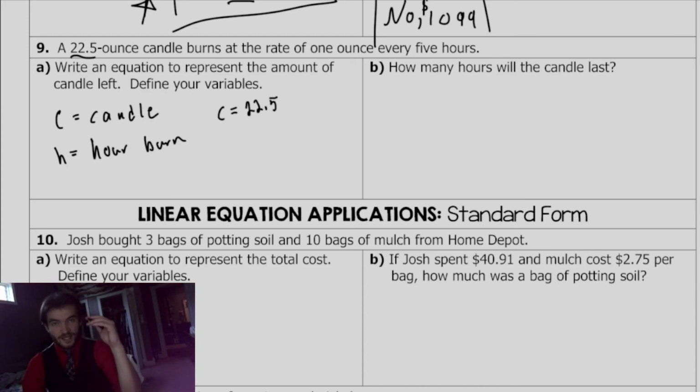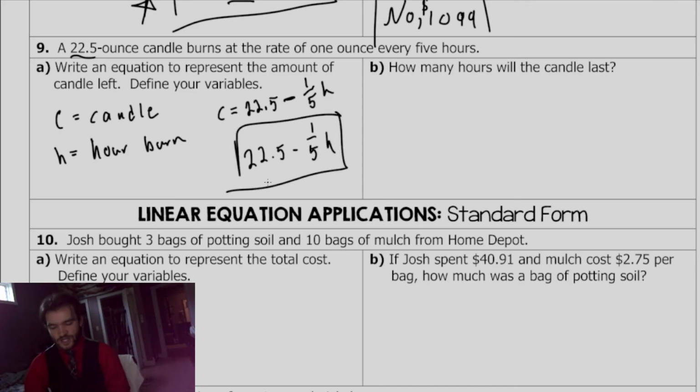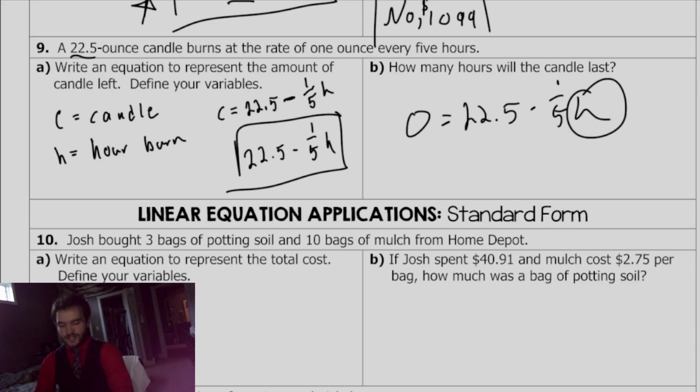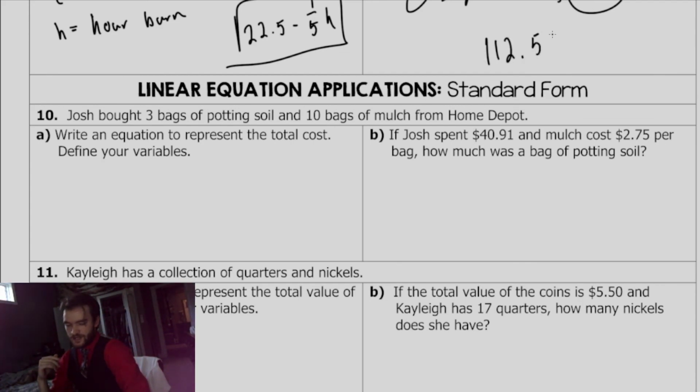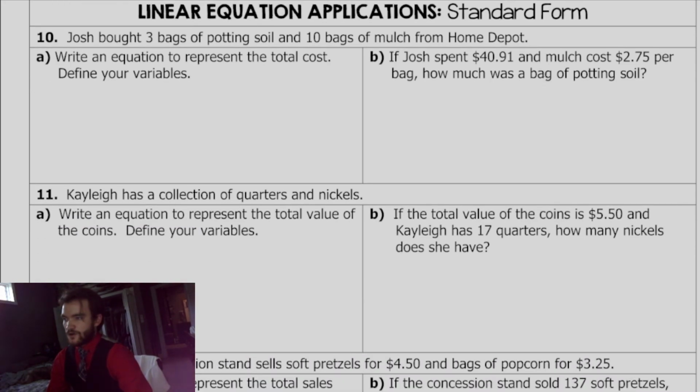Now we are burning away the amount of candle, right? So we're actually subtracting from it at a rate of 1 ounce per 5 hours. There you go. So this is 22.5 minus 1/5 H. Great. And then how many hours will the candle last? All you have to do is set it equal to zero: 22.5 minus 1/5 H, and then just solve for H. Which I think becomes 112.5 hours.